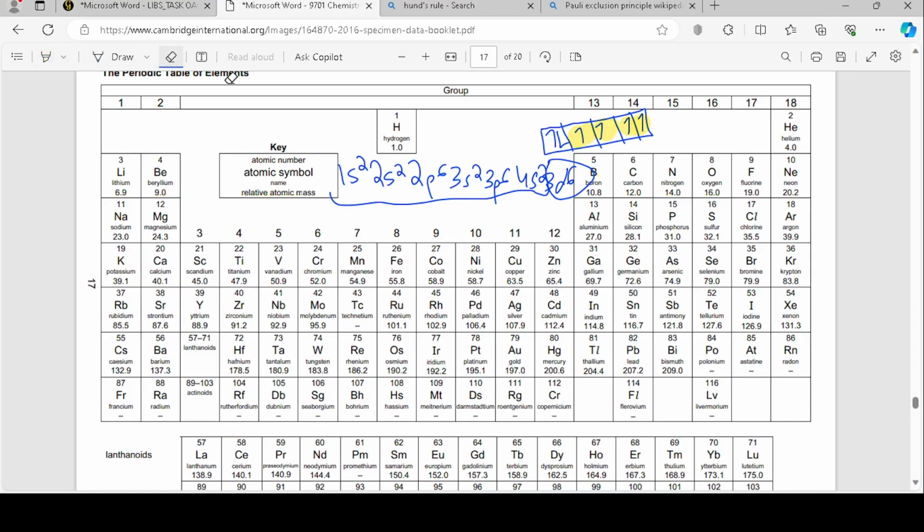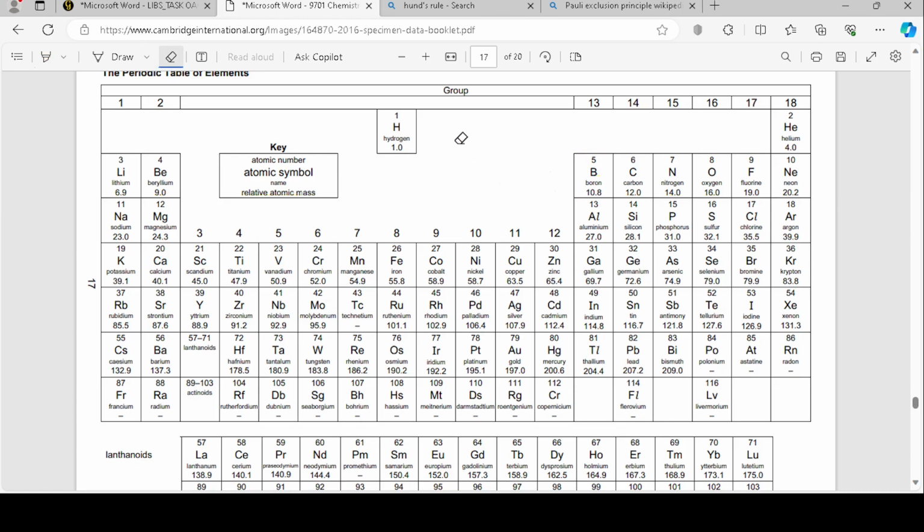Then we check selenium. So selenium is where? Here's selenium. Again, it'll have the same configuration up to 4s at least: 1s2, 2s2, 2p6, 3s2, 3p6, 4s2, 3d10. So the 3d is completely filled, and then you have 4p4. If I'm not mistaken, that's the electronic configuration of selenium.